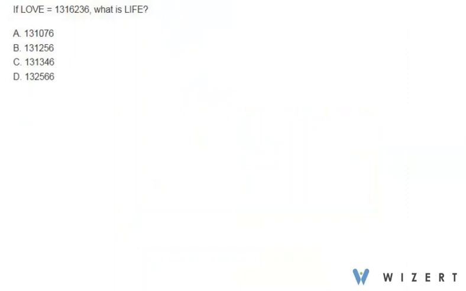We have this question here. If LOVE is 13, 16, 23, 6, then what is LIFE? Now in order to find this, let's first number the alphabets.